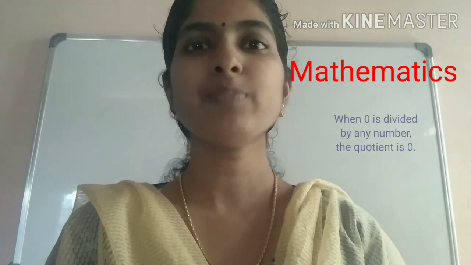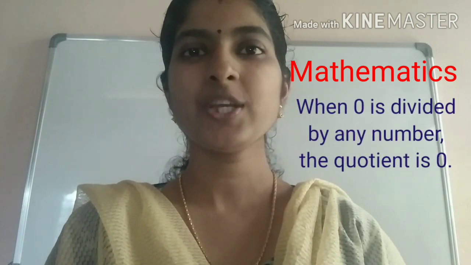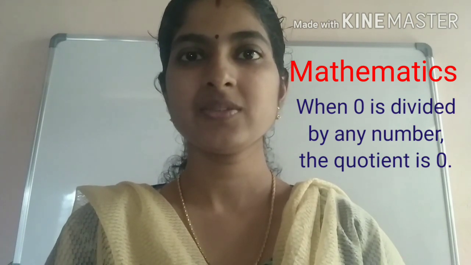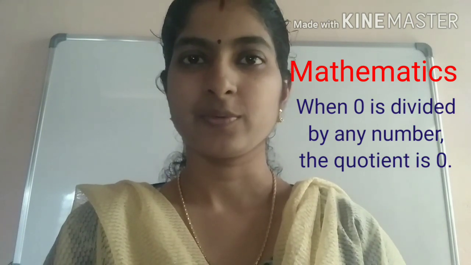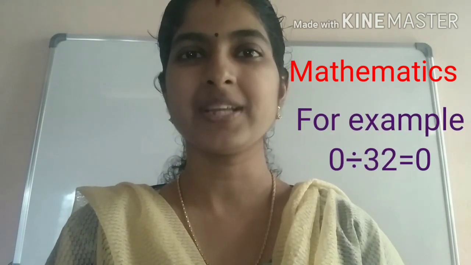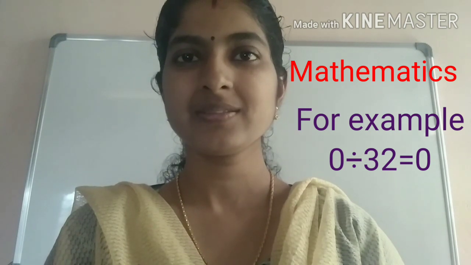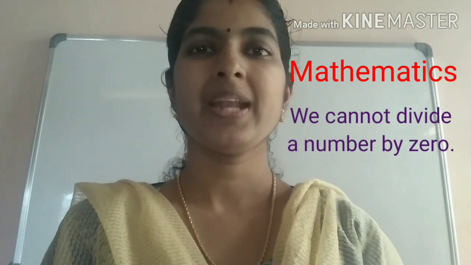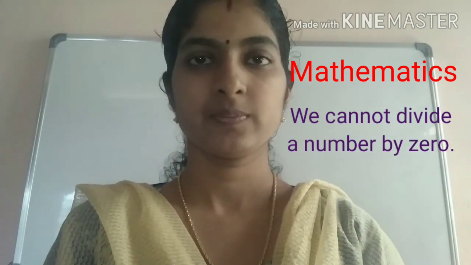Then, third property is when 0 is divided by any number, the answer is 0. For example, 0 divided by 32, answer is 0. Then, fourth property is we cannot divide a number by 0.